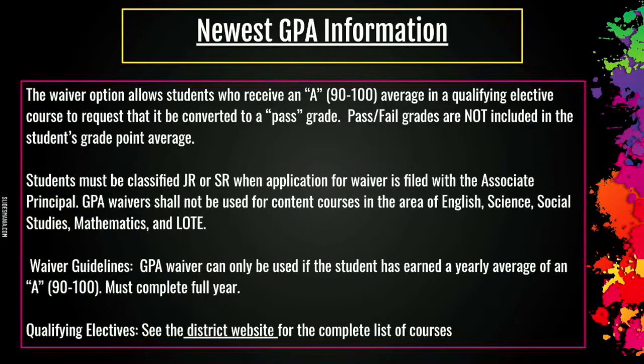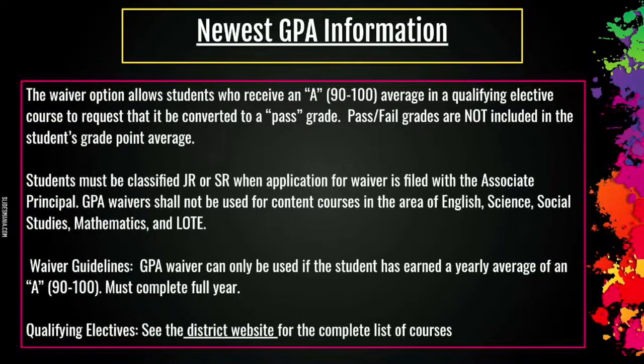So there's some new information about GPA that your students won't have to worry about until junior year, but this is still here to help guide that four-year planning process. Starting their junior year, your students will have the option to waive certain elective courses. That means that they won't factor into their GPA.